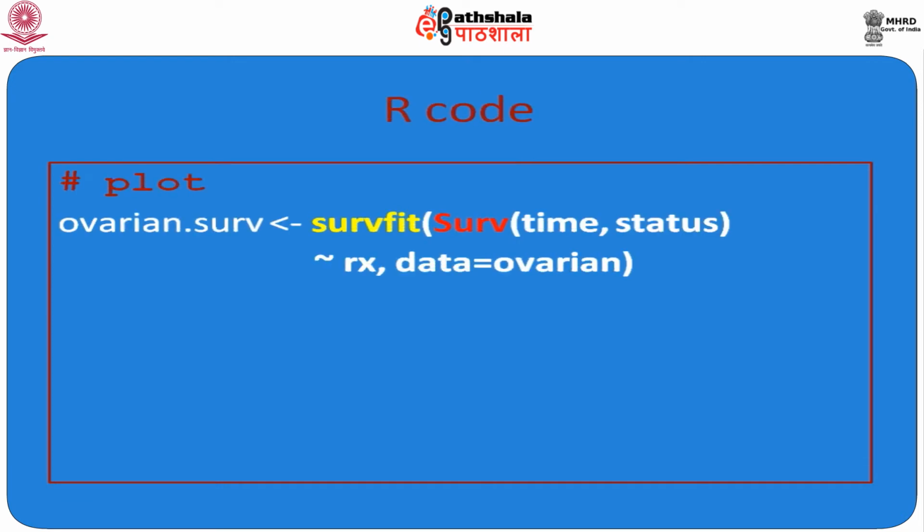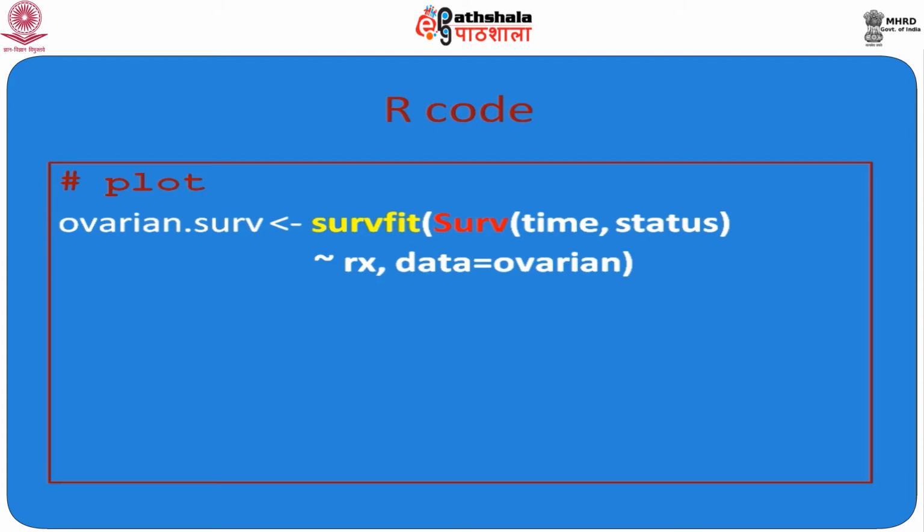The basic preliminary analysis to do before doing the Mantel-Haenszel test is the survfit function, and within parentheses the Surv function, again in parentheses time and status, should be considered, followed by tilde rx, that is the treatment given. So rx here we are considering to find out the survival difference between two treatments.